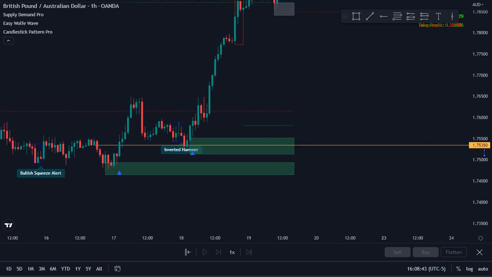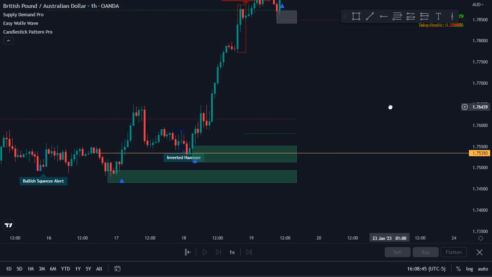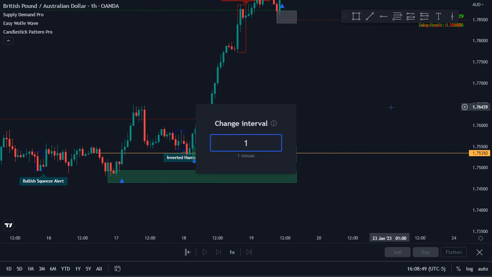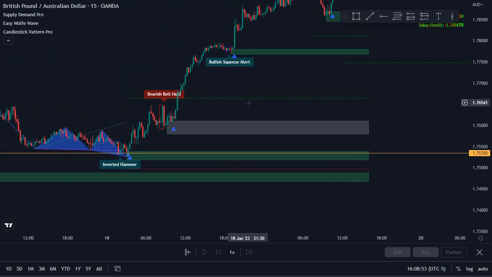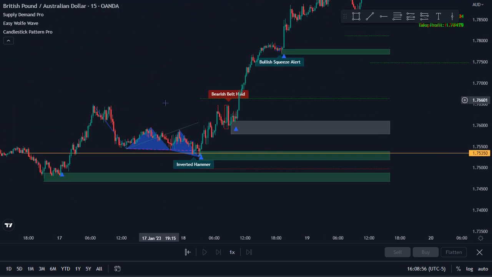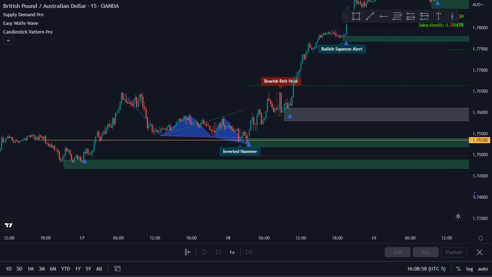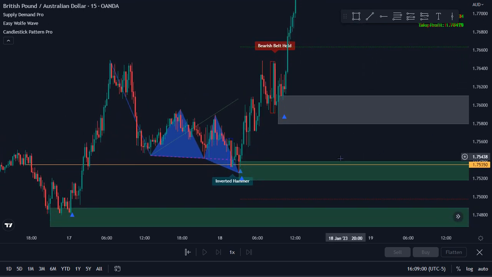But we don't stop at just the 1 hour. We still have some other time frames to refine to. So let's drop down to the 15-minute now. And here is the big thing right here.